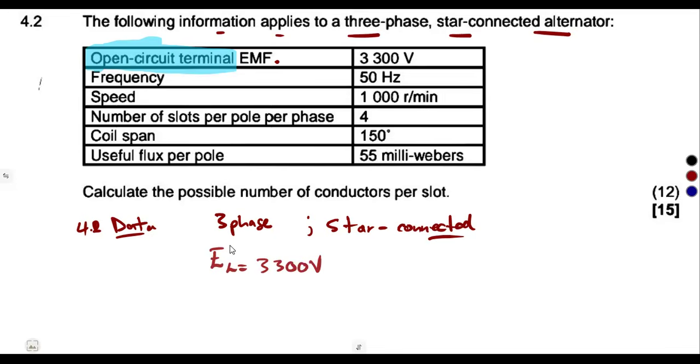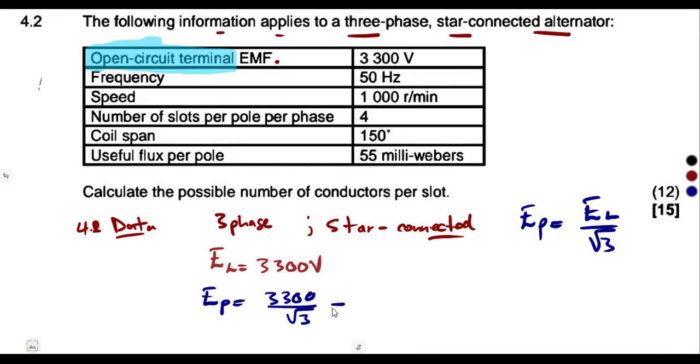From there, we can have the phase value, knowing that you are in a star. Remember, in star, the phase value is equal to the line value over the square root of 3. So we calculate the phase value, our induced EMF per phase: 3,300 over the square root of 3, which gives us 1,905.256 volts. It is important for you to know this, guys, as you are given information.